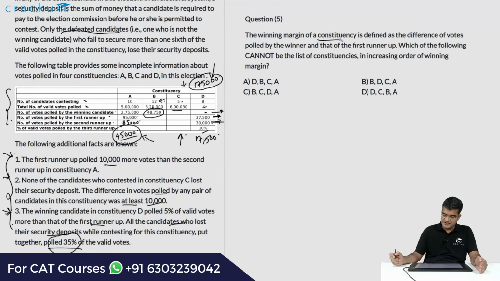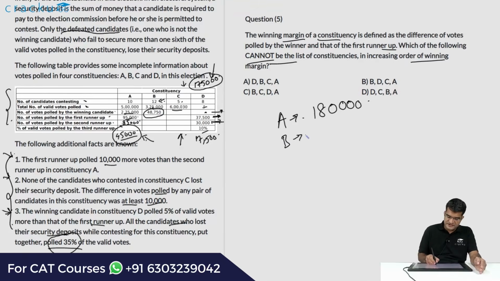The winning margin of a constituency is defined by the number of votes polled by the winner and that of the first runner-up. So the total number of votes polled by the winner minus the number of votes polled by the first runner-up is the winning margin. We are required to find out which of them cannot be the increasing order of winning margin. What is the winning margin of A? That is 2.75 lakhs minus 95,000, which is equal to 1,80,000.